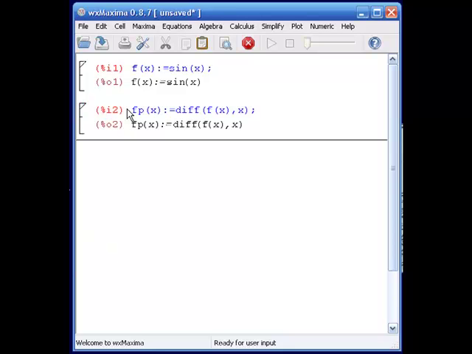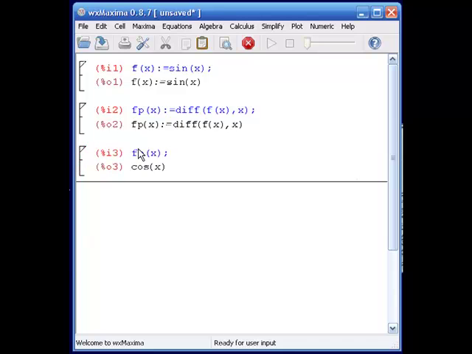Okay, we get this. It looks like Maxima maybe didn't do anything, but actually it did, because if we open a new cell and start typing fp of x and put a semicolon here and do a shift enter, we see that Maxima has indeed calculated the derivative, and here it is.